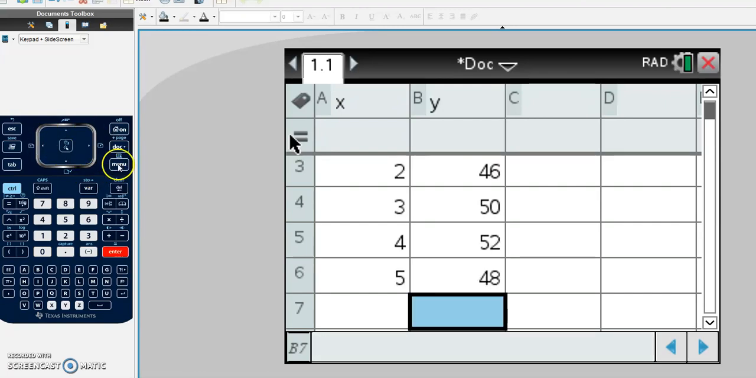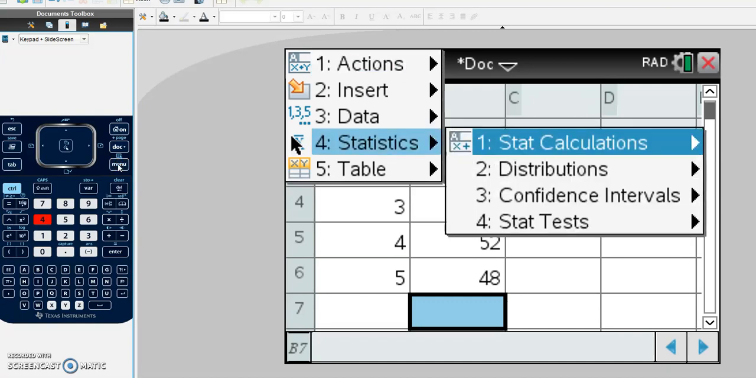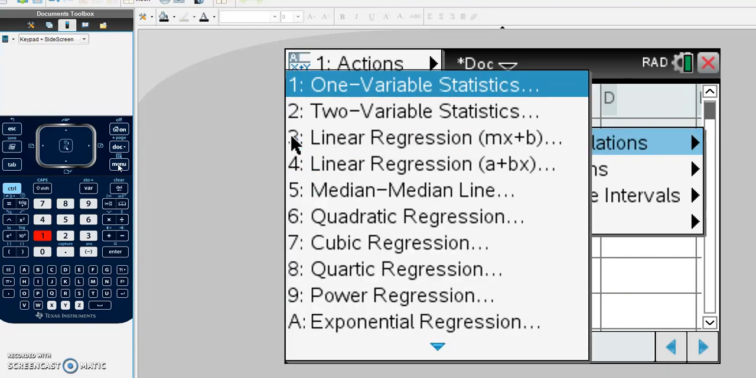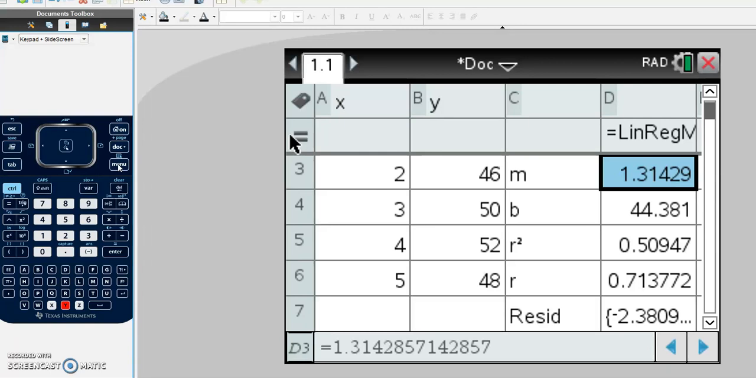From there, I'm going to go to menu, and then I want number 4 for statistics, and then 1 for stat calculations. And then again, remember, I want the linear regression that has the mx plus b, so that would be the third one. And then I type again an X for the X list and a Y for the Y list. And then I can hit enter after I've arrowed down. And so there is my slope and my y-intercept. My slope is 1.31429.